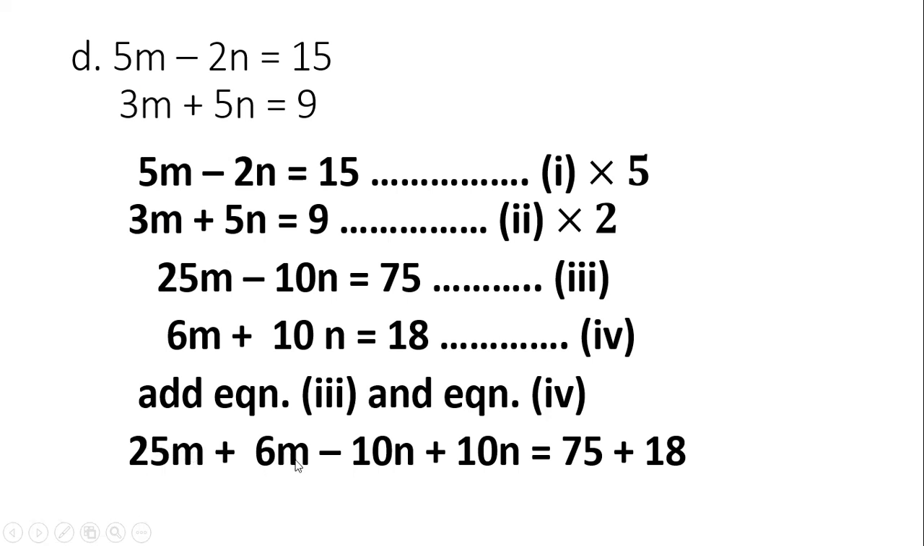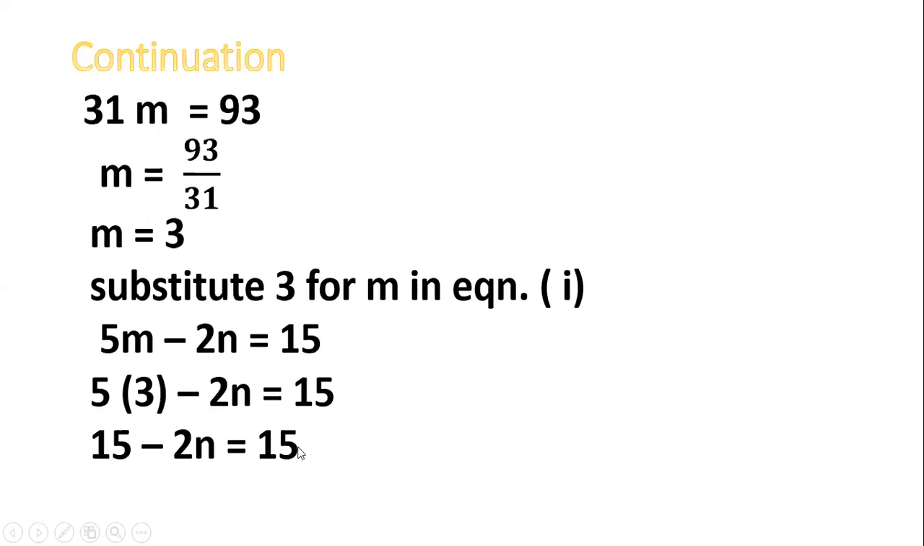25m plus 6m will give us 31m. Then minus 10n plus 10n will give us 0, so n is eliminated. 75 plus 18 will give us 93. So we have 31m equals 93. Dividing by the coefficient of m, we have m equals 93 divided by 31. So m equals 3.